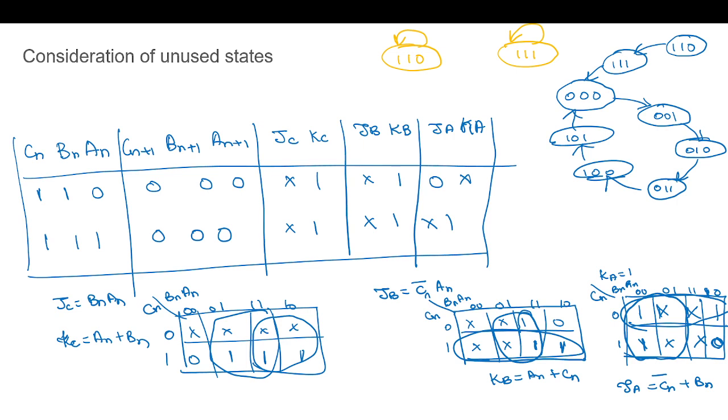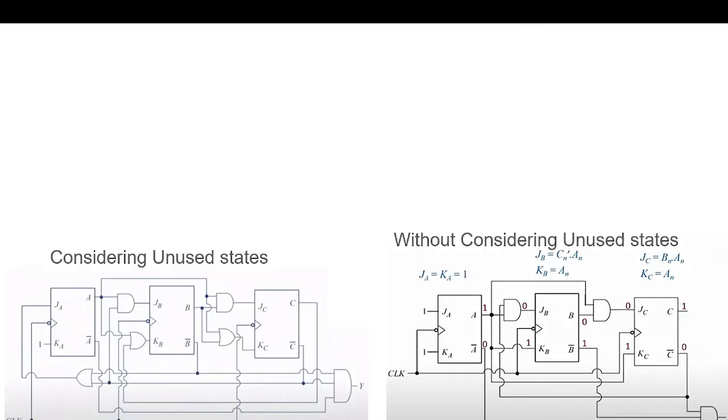So these are the values, logic expression, and the corresponding circuit. You can see here we have implemented those equations. For JA we needed one OR gate. Previously it was directly one. So this is without considering the unused state, and this is with considering the unused state.